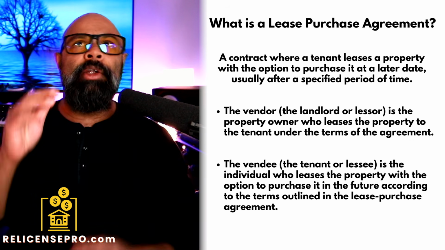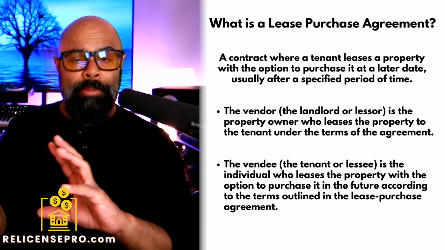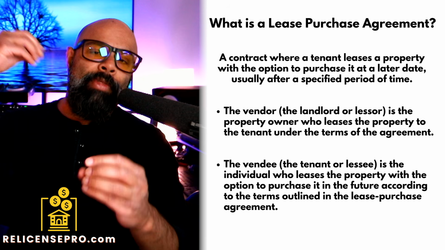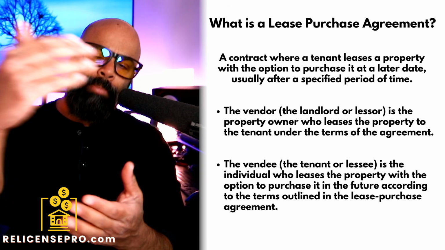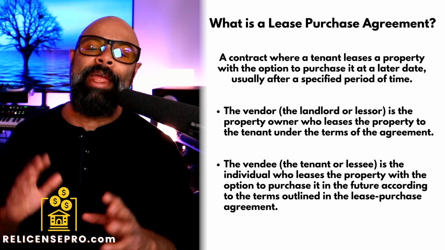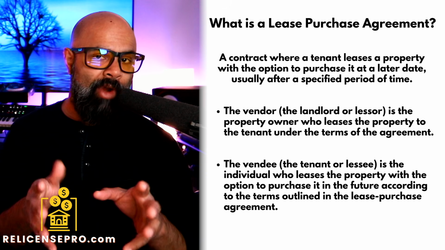Let's paint a scenario. Somebody's renting an apartment and they would like to buy it. The landlord would like to sell it to them. So you lease it for now, and then we'll put a little bit of money aside for a down payment. And when we get to the down payment, then you can purchase the property at a later date. That's called a lease purchase agreement. In some states, they call it an installment contract or installment agreement.